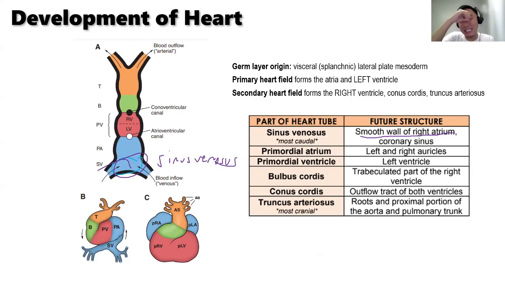And madali itong tandaan kasi diba if you remember yung sinoatrial node natin, sinoatrial, diba? It's in your right atrium. Okay, so sinus venosus, sinoatrial, smooth wall of right atrium.